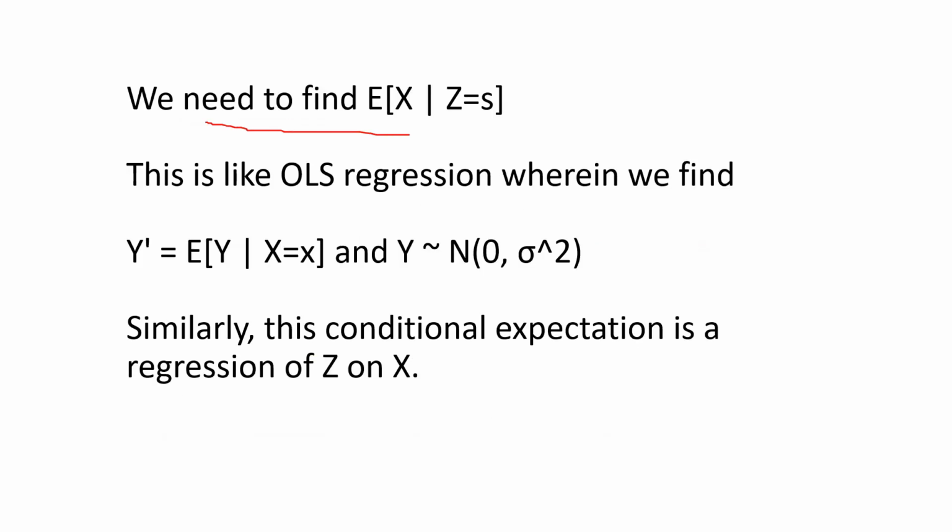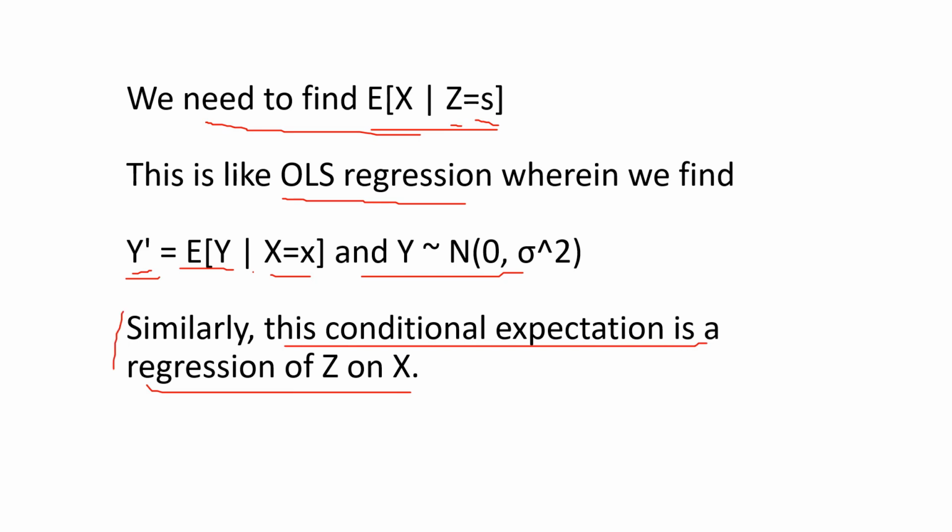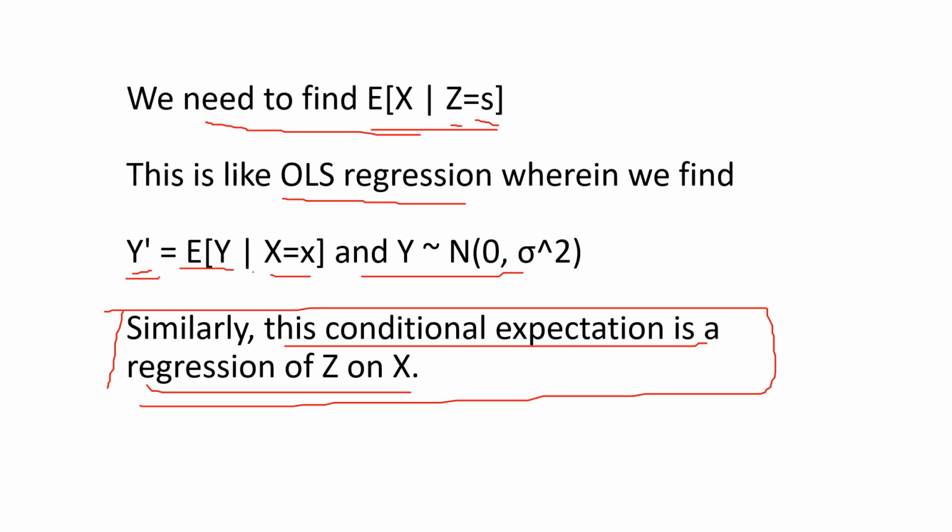So we need to find the expected value of x given that x plus y, which is z, takes on some value equal to s. So we have to find this conditional expectation, and if you recall, this is the same conditional expectation which we find in OLS regression, wherein we estimate that y hat is equal to the expected value of y given x equal to some value x, and y is distributed normally with mean 0 and variance sigma squared. So this conditional expectation is a regression of x on z, just like here we had the regression of y on x.